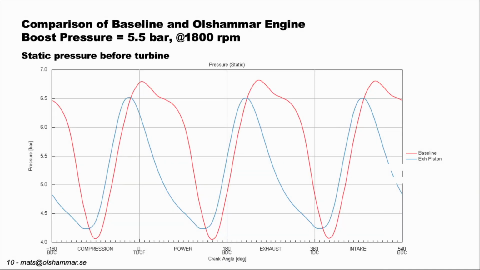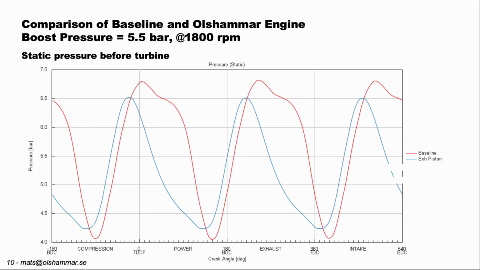And here we can see the pressure graph. This is the pressure before the turbine. And the red baseline pressure curve is actually having higher peaks and goes to a lower value. So we can see that for the blue line for the Olshammar version, the extra exhaust piston is actually smoothing out the curve here.